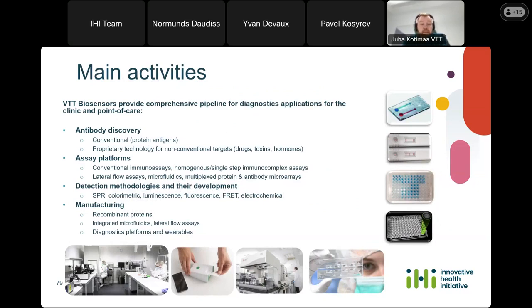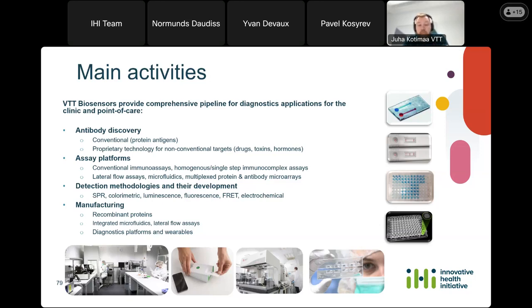We have different assay platforms to choose from depending where the intended use of the assay is, whether it's point of care diagnostics, and we also develop different sorts of sensors. And we can apply different detection methodologies depending what is the most useful for the intended end use. And finally, we have manufacturing, pilot manufacturing capabilities, which supports the whole development pipeline.